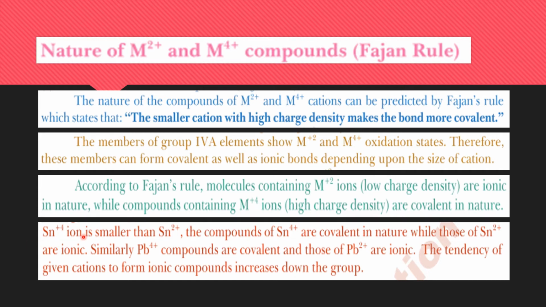Tin +4 ions are smaller than tin +2 ions, so the compounds of tin +4 will show covalent nature, while the compounds of tin in the +2 oxidation state will be ionic in nature. In the same way, lead compounds with the +4 oxidation state will show covalent behavior, and the +2 oxidation state lead compounds will be ionic in nature. So the tendency of the cations to form ionic compounds increases down the group.